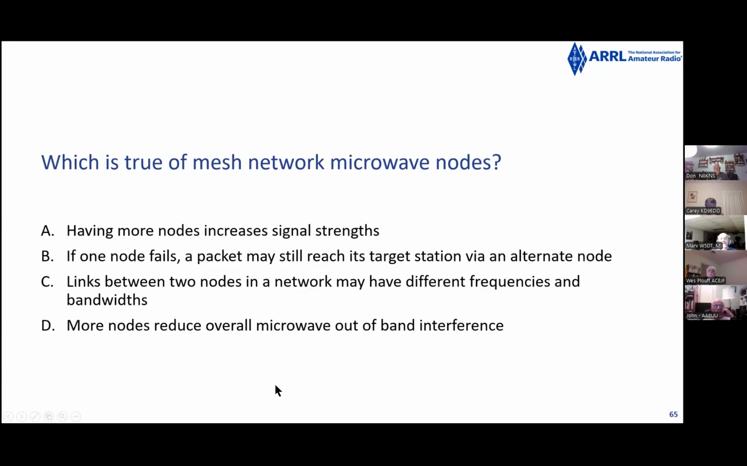What is true of mesh network microwave nodes? A, having more nodes increases signal strength. B, if one node fails, a packet may still reach its target station via alternate nodes. C, link between two nodes in the network may have different frequencies and bandwidths. D, more nodes reduce overall microwave out-of-band interference. B. Yeah, B for Bravo. It's got some redundancy against failure.